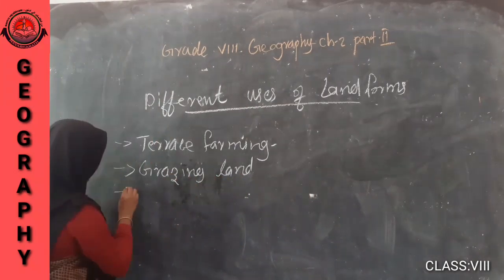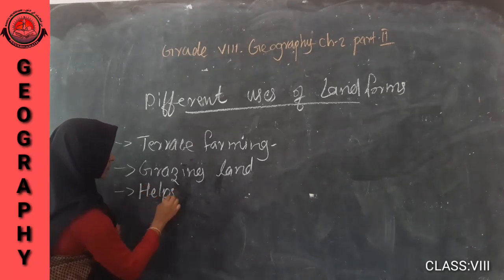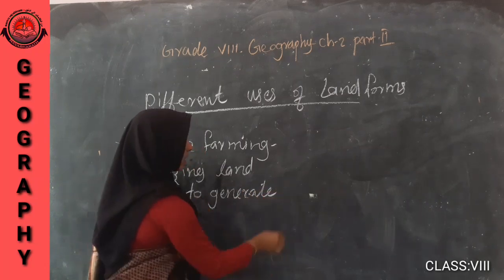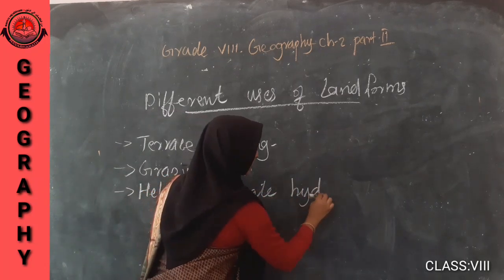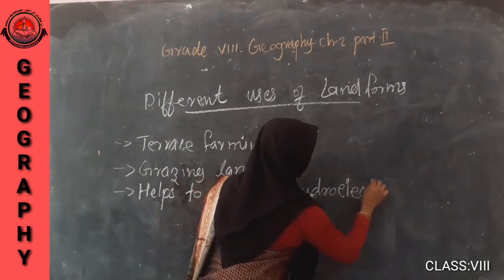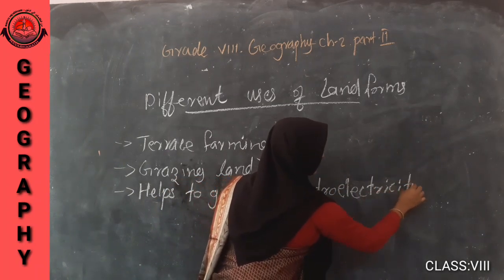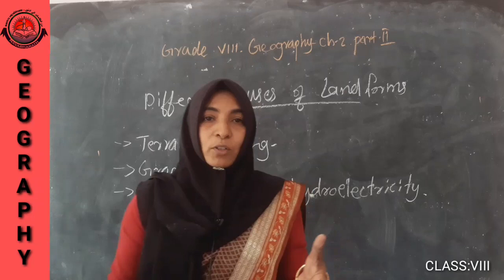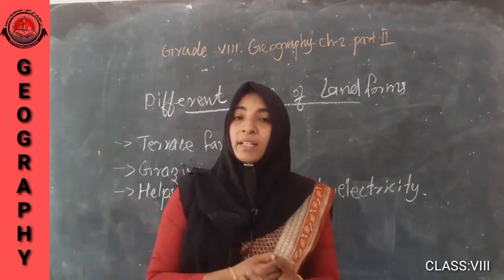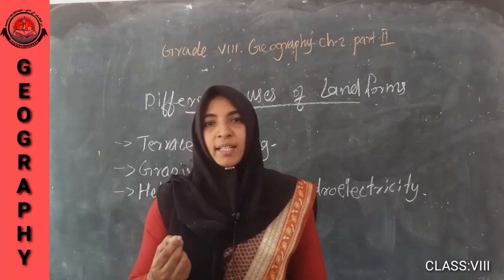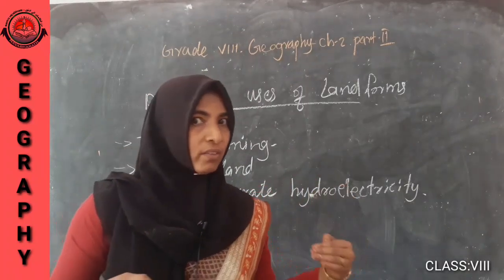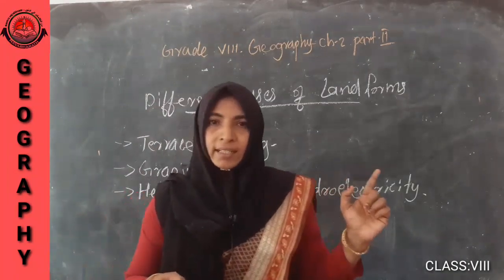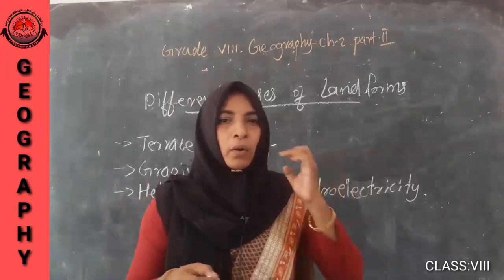Helps to generate hydroelectricity. Most of the rivers are originating from where? Originating from mountains. In those rivers, waterfalls will be there, and from there it is very easy to generate hydroelectricity. That is one of the uses of mountains.